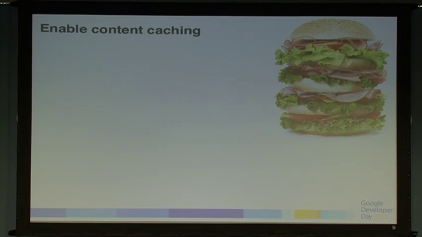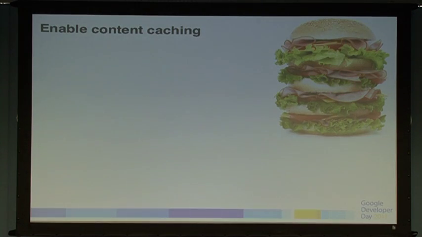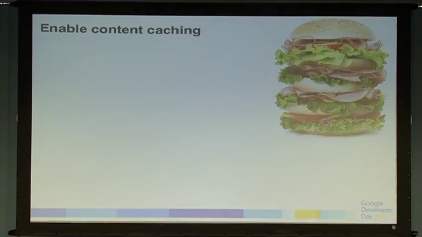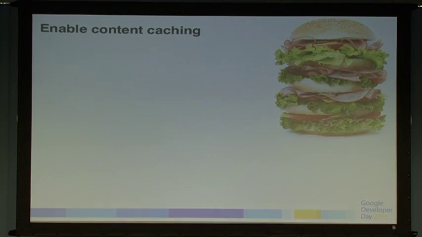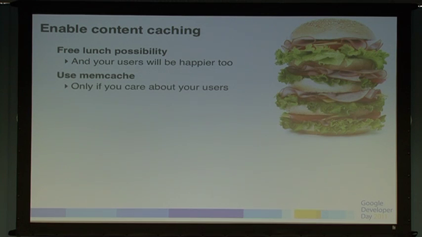And I want to tell you that maybe you can with App Engine, or on the web with caching. Actually, for a very tiny amount of work, you can get a free lunch. So it's a free lunch opportunity, and your users will be happier. You should use Memcache, but only use it if you care about your users. If you don't care about them, don't worry.